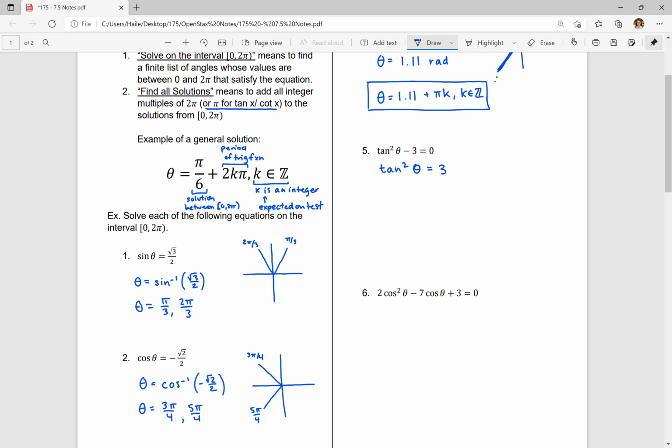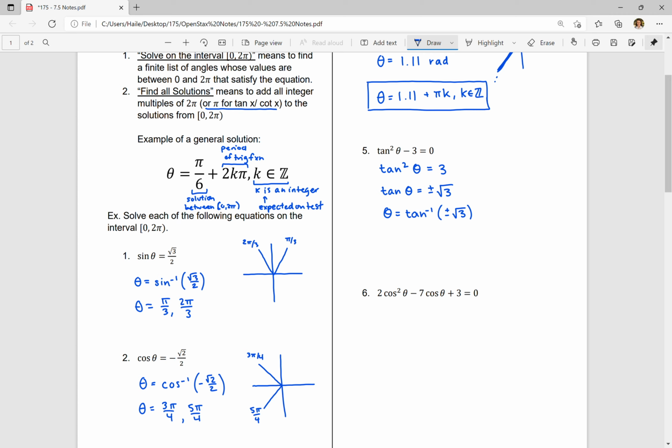And then we can take the square root. So we have tangent of theta is equal to plus or minus the square root of 3. So when you're taking square roots, just be really careful and remember that you always have to put that plus or minus next to the square root. Okay, so now we can solve for theta by taking tangent inverse. So we have theta is equal to tangent inverse of plus or minus root 3.